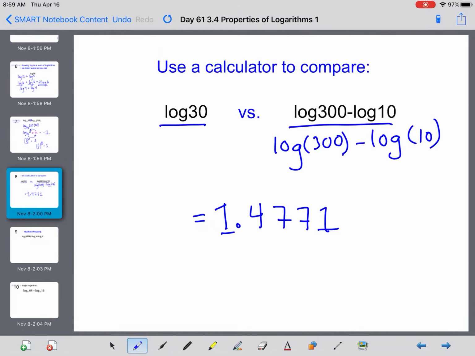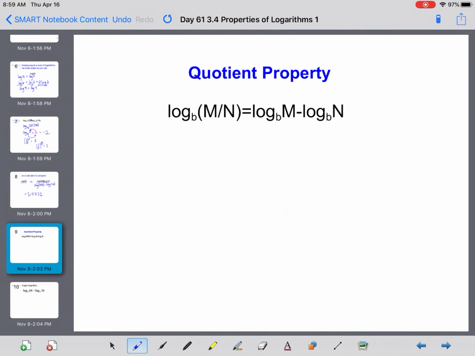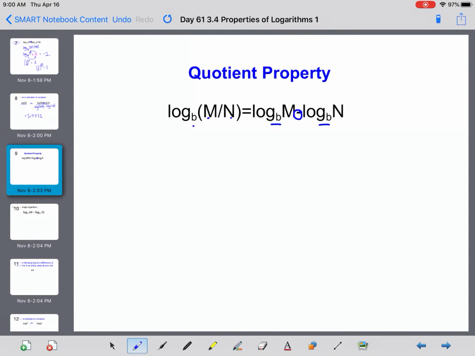This also illustrates our quotient property. Remember with our exponents, when we had things with the like base and we were dividing them, it showed up as subtraction. So when we introduce our quotient property here, things with like bases, we are actually going to subtract them when we are dividing the arguments of the logarithm.